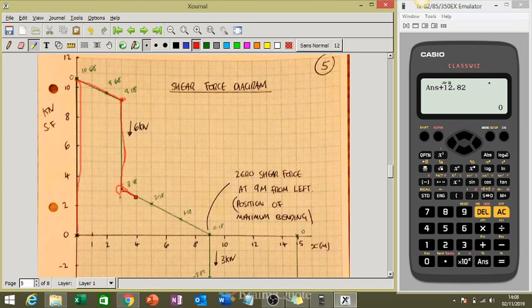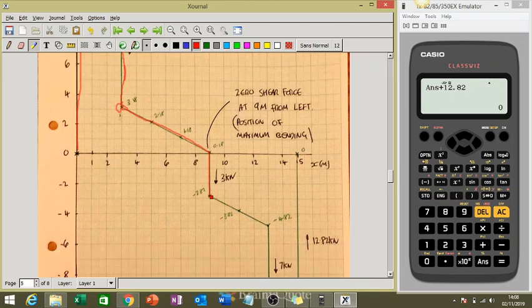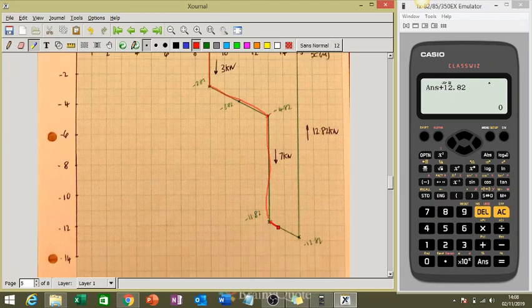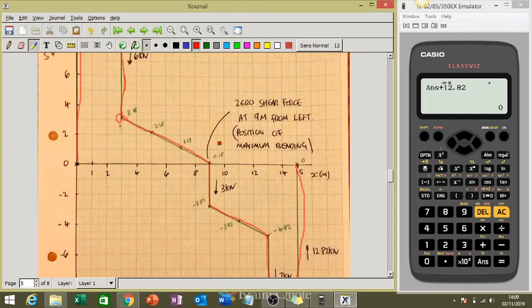Then the UDL carries on until the 3 kicks in. 2 points. The UDL then kicks in again, UDL. Then my 7 kicks in straight down, 2 points, point there and a point there. So the 7 kicks in. Then the UDL comes at the end, towards the end, UDL, point there. And then the reaction kicks in, brings it back all the way to 0. So that's your shear force diagram.